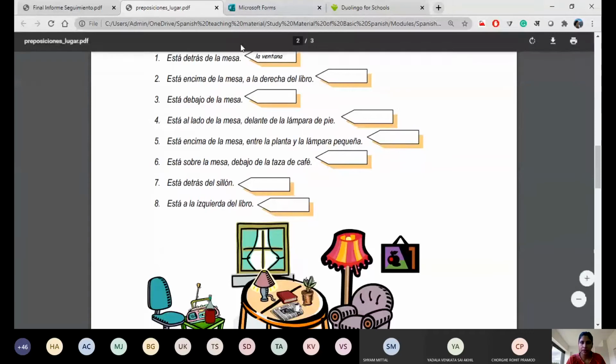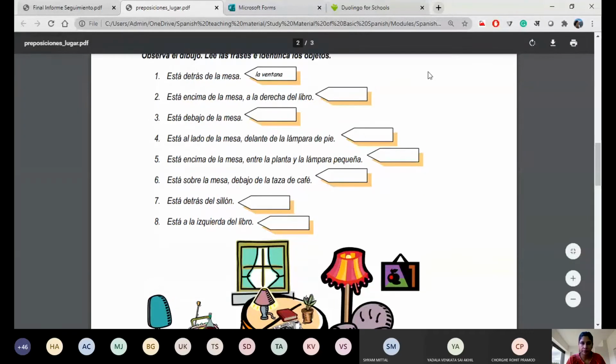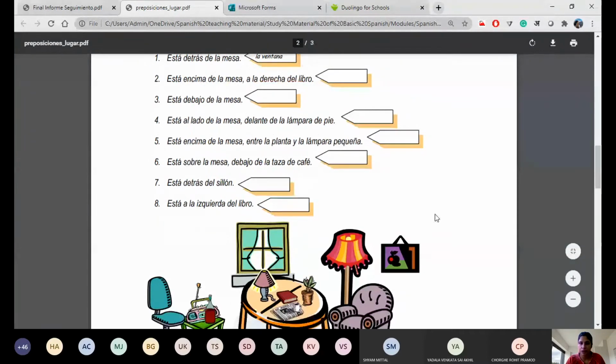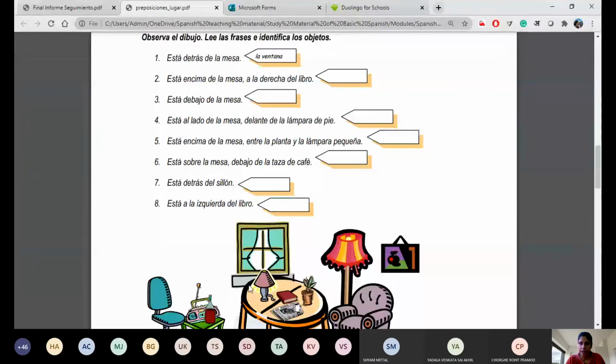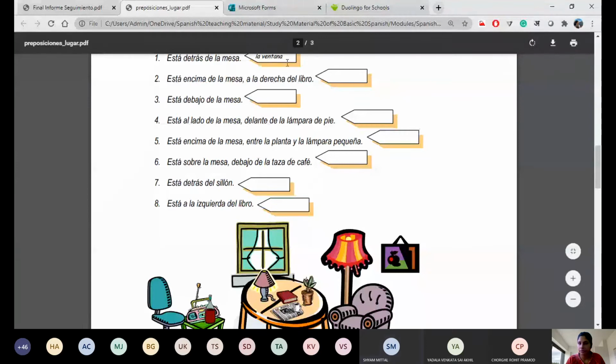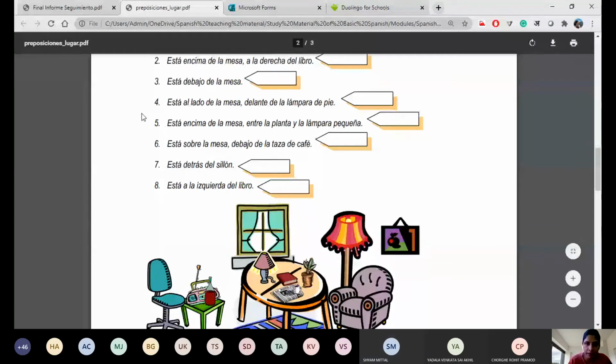See, something is está detrás de la mesa. So something is behind the table. So here is the table. What is behind the table? Window. Yes, so window is ventana in Spanish. Let's do the second one.